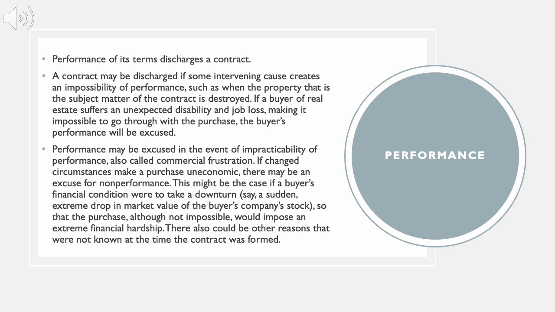Performance may be excused in the event of impracticability of performance, also called commercial frustration. If changed circumstances make a purchase uneconomic, there may be an excuse for non-performance. This might be the case if a buyer's financial condition were to take a downturn, say, a sudden, extreme drop in market value of the buyer's company's stock, so that the purchase, although not impossible, would impose an extreme financial hardship. There also could be other reasons that were not known at the time the contract was formed.